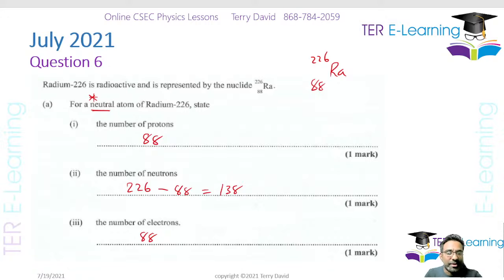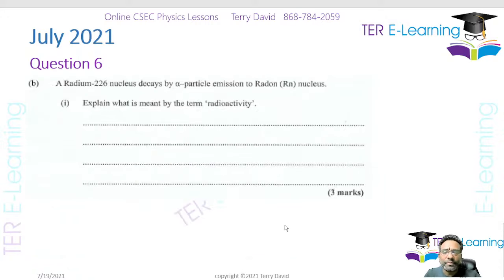So that's it, easy 3 marks. Let's move on to the next one. So radium-226 nucleus decays by emitting alpha emission to radon nucleus. Explain what is meant by radioactivity.